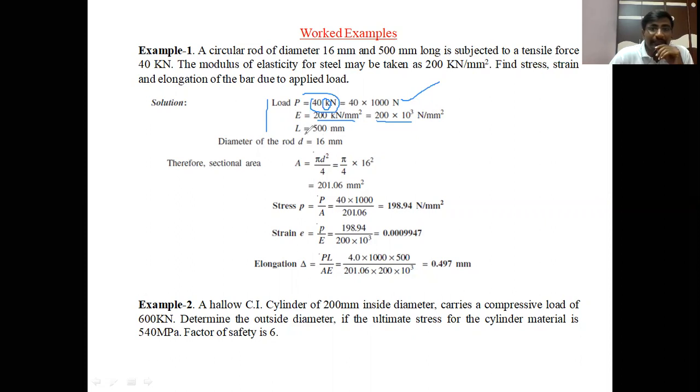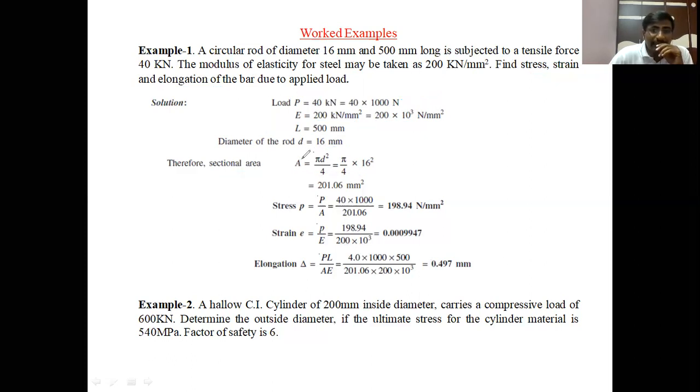L is the length of the member, which is 500 mm. The diameter of the rod is given as 16 mm. Then how to find the stress, strain and elongation? From the basic equation, first of all, we are going to calculate the cross-sectional area of the given member.